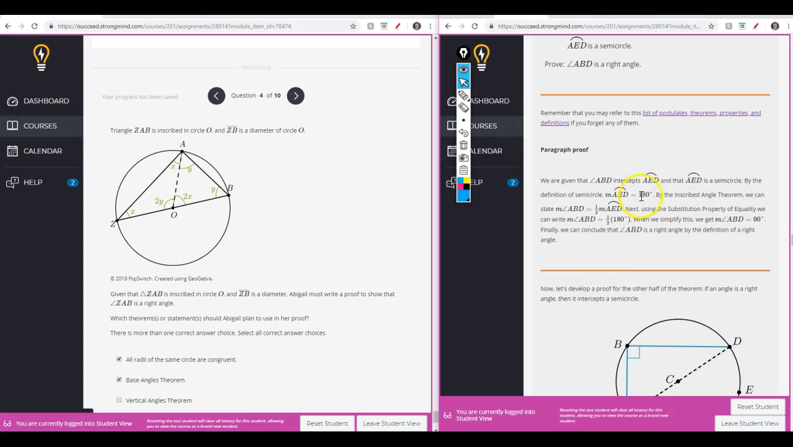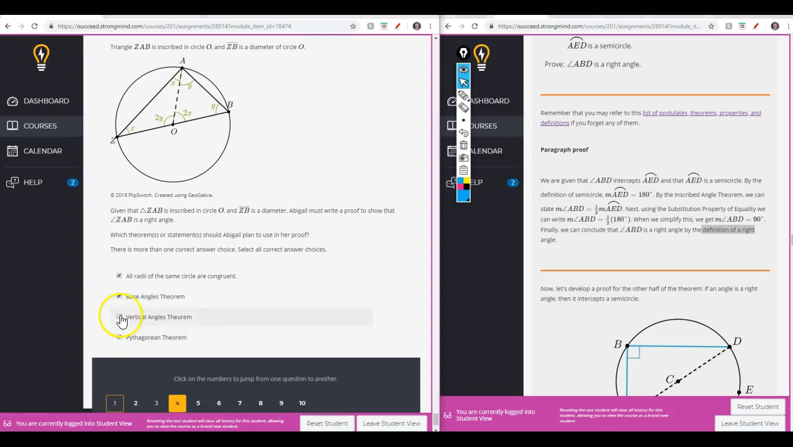I'm just picking out that we have a semicircle. We know that then the angle is 180 degrees. Then by the inscribed angle theorem, by the substitution property of equality, and then simplifying, and definition of right angle. And I'm looking at this and I'm not seeing a single one.